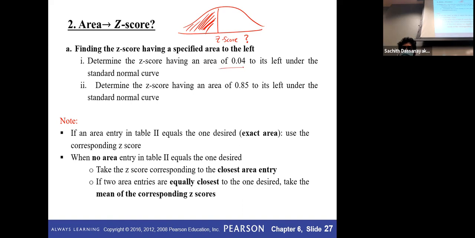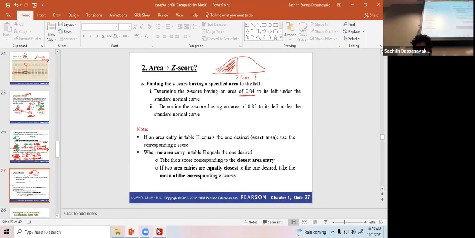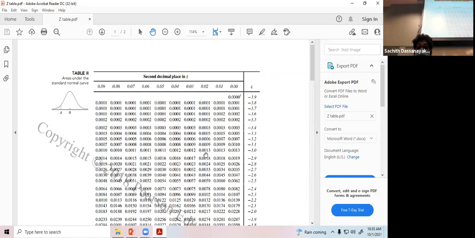Check this one. Area is 0.04. So what do you have to do? You can find area, or probability, in the body part of the table. So you have to check where I can find 0.04. You need the C score. Let me go back to that table and find area 0.04. When you are dealing with areas, you have to check this table as well as the next one until you find the particular area.